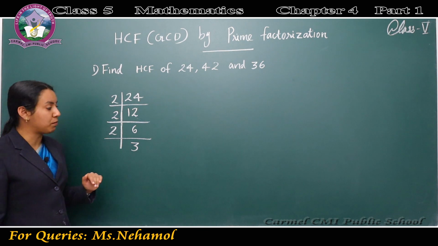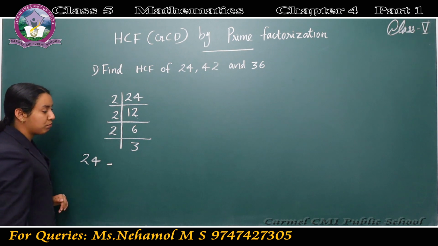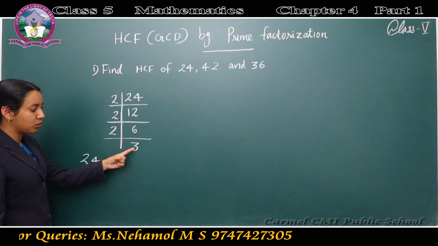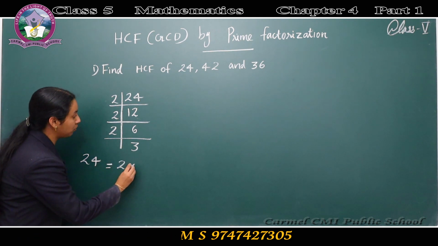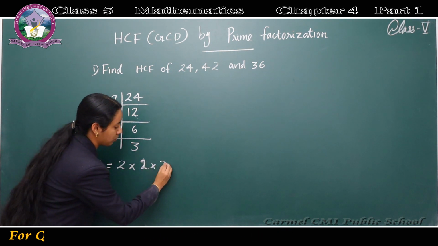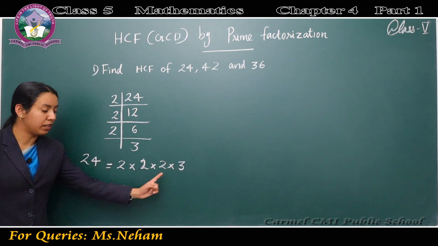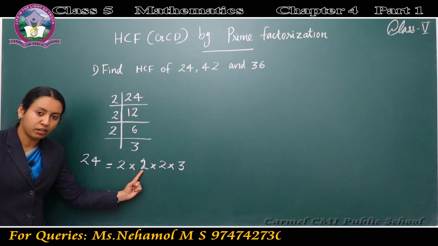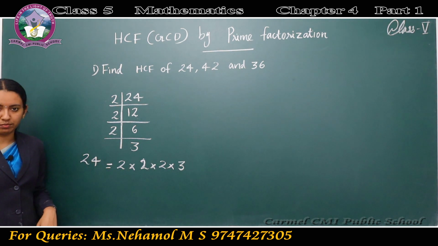So we can stop the process and we can write 24 as the product of prime factors. That means 2 into 2 into 2 into 3. 24 is equal to 2 into 2 into 2 into 3. This is the prime factorization of the number 24. 2 2s are 4, 4 2s are 8, 8 3s are 24.